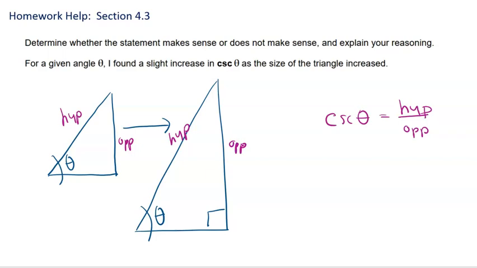Now, my argument is that as the triangle gets bigger, the hypotenuse gets bigger, and so does the opposite. That angle stays the same, right? Isn't that what they're saying? If the size of the triangle gets bigger, it didn't say anything about cosecant getting bigger. So my argument is that cosecant is going to stay the same because it's a ratio of hypotenuse over opposite. And since the angle's the same, it shouldn't matter.